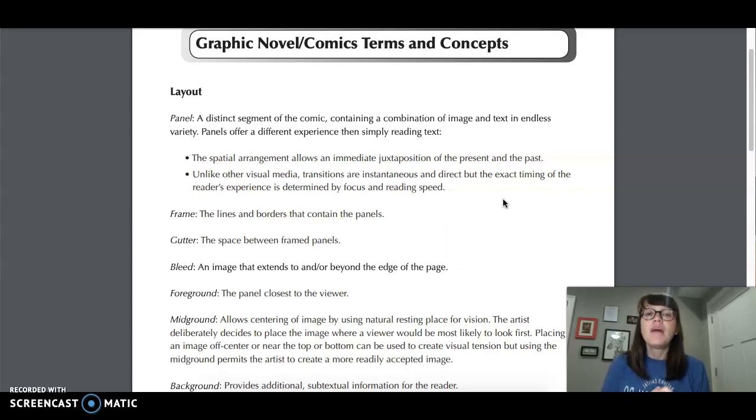So on this page, all of these terms are about the layout of the graphic novel, specifically of the page you're looking at. So all of these terms help us to analyze what's going on. Before we can analyze them, we have to be able to label them. So the first one is just called a panel. I am not going to read this to you. That's for you to do. So I'm just going to go word by word and show you what it looks like.